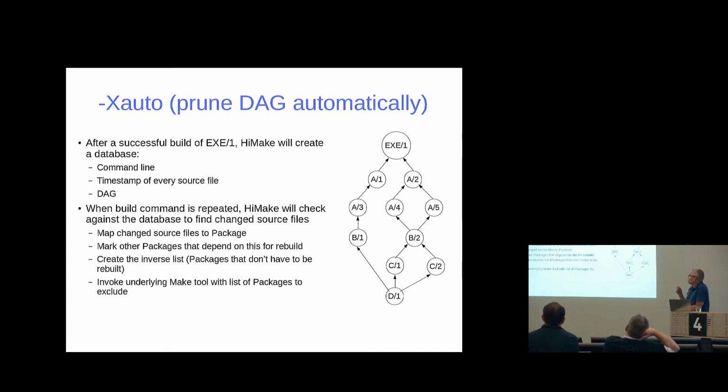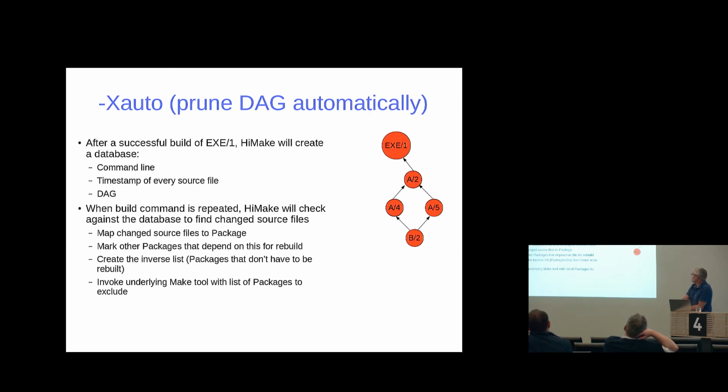So when the build command is repeated, HiMake will now check against the database to find changed source files. So if you look at this package B2 there, it has a lot of source files. One of them has changed. So it knows that B2 has changed. Then it just follows the arrows upwards. So it must rebuild A4 and A5, A2, and exe1. Then it makes the inverse list, the green ones, and then it just removes them from the DAG. So instead of building all the packages, it just builds the few that must be rebuilt.